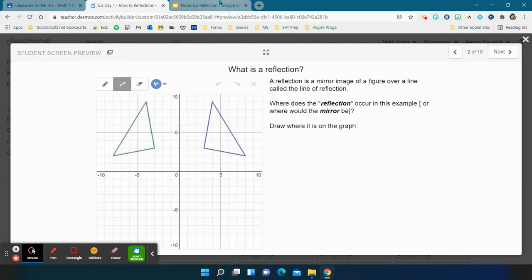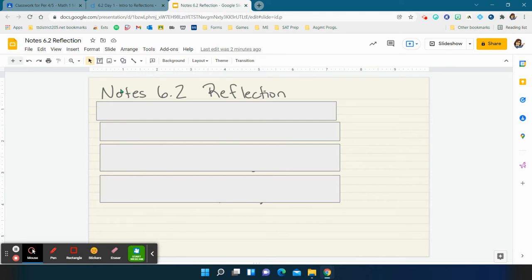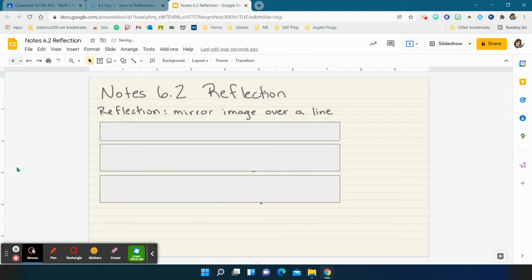Before we go for our first example, I want you in your notebooks or on a piece of paper to write note 6.2 reflection, and I want you to write this definition. A reflection is a mirror image over a line. All right, you can always pause. I'm going to keep going.